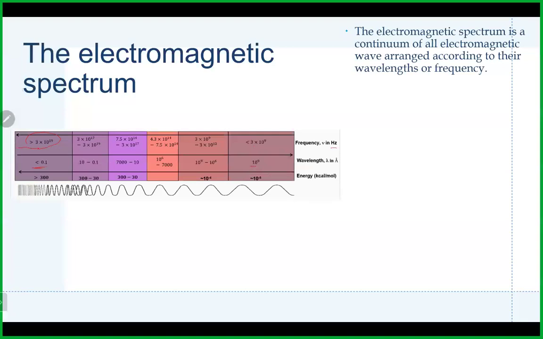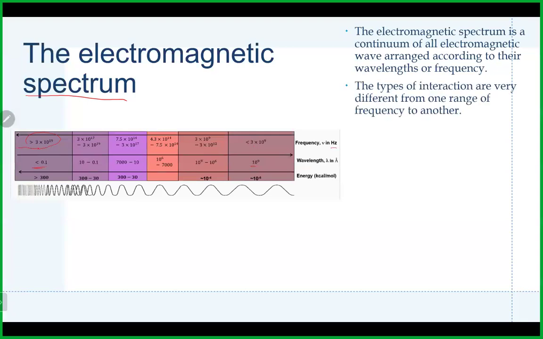Generally, when you talk about a spectrum, it is an array of entities. It can be anything, but they're usually arranged in an increasing or decreasing order of a common property. Electromagnetic radiation is made up of photons of different frequencies. So that's the key thing here. Electromagnetic radiation is made up of photons. Remember, photons are packets of energy.